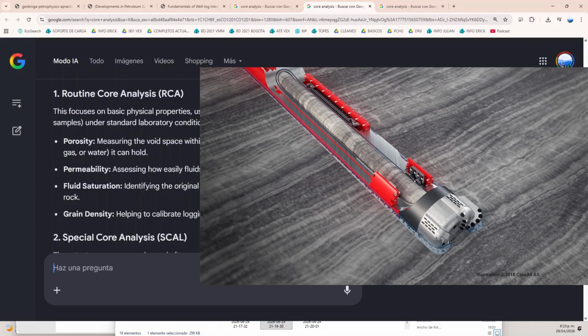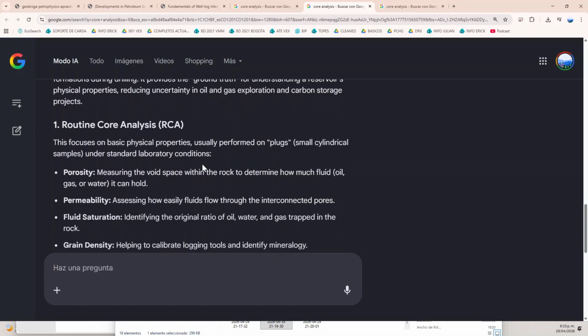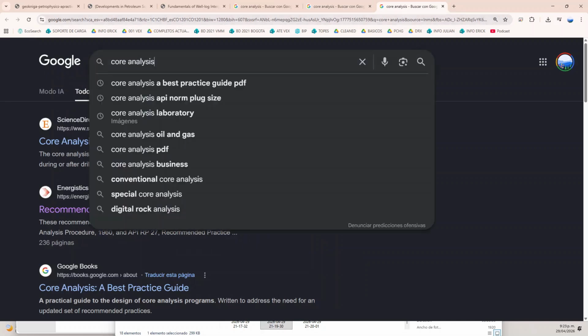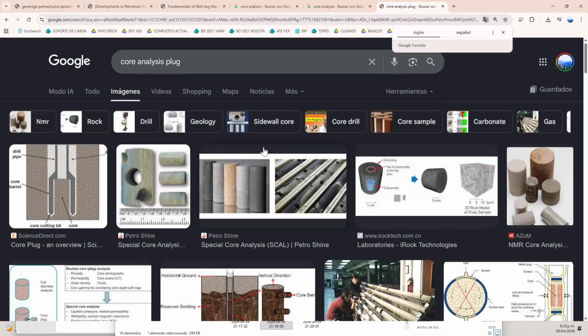So once we have the cores or the rock samples extracted, we can run some analysis. One type of analysis that is very common is routine core analysis, RCA. So what do people do with RCA? RCA, as we can read here, focuses on basic physical properties, usually performed on plugs. What is a plug? A plug is a small cylindrical sample. Let me show you here. A core plug.